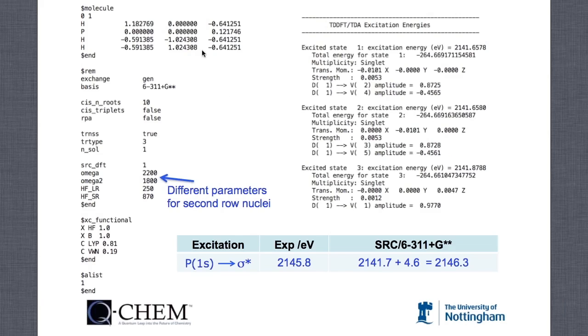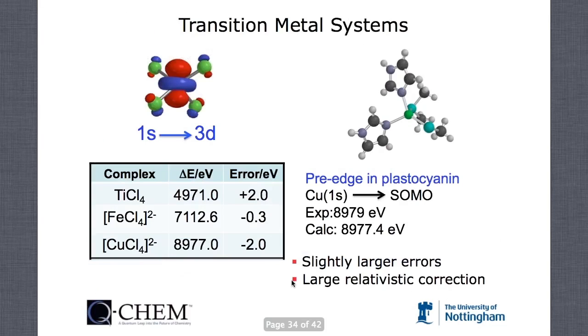So here is our input for this phosphorus 1s excitation. You can see here these are the different parameters which we use for the second row nuclei, and the key thing is that you have a much higher percentage of Hartree-Fock exchange in the short range. Before we had 50% Hartree-Fock exchange, now we have 87%. This is the experimental number. This is the number our calculation gives us, and then we add on our estimate for the relativistic effect, and we end up with a number which is in reasonable agreement with the experimental number.